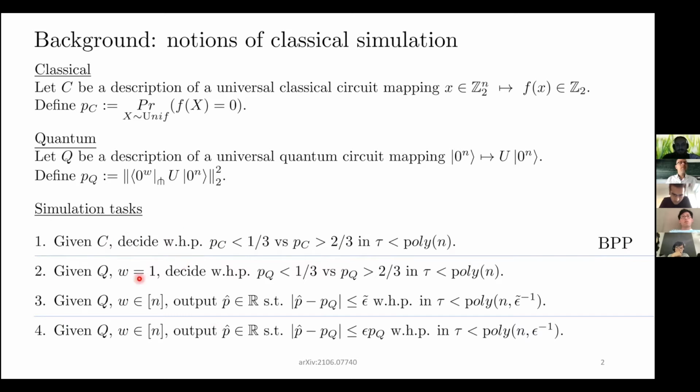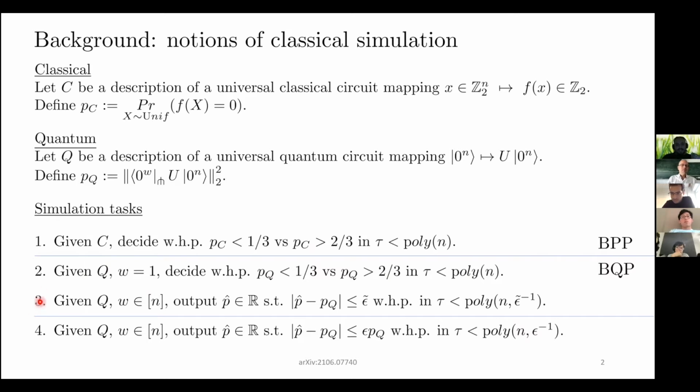And the next task is the quantum version of this. So here you're given a description of a universal quantum circuit. You know that you're only going to measure 1 qubit, and you have to decide if the probability is less than a third or more than 2/3. And you have to do this efficiently. And so this essentially defines the class BQP. And these two are decision problems.